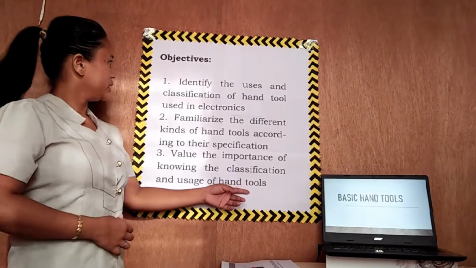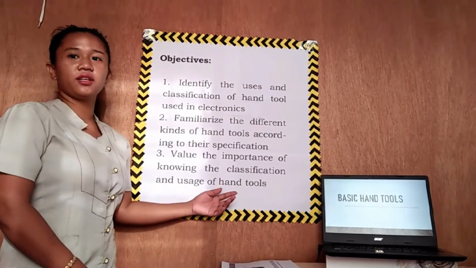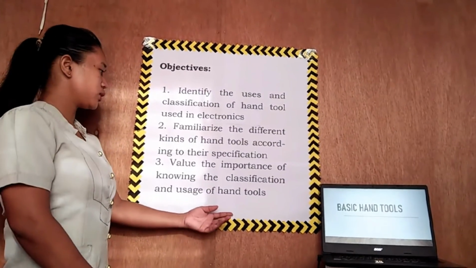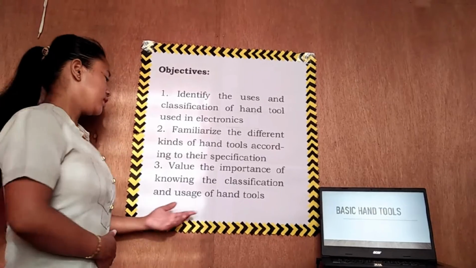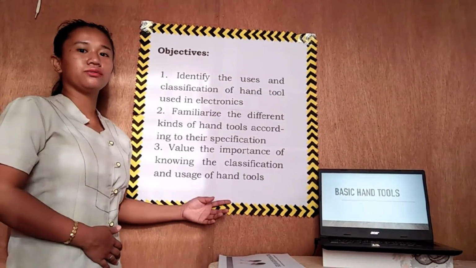And this is our objectives. 1. Identify the uses and classification of hand tools used in electronics. 2. Familiarize the different kinds of hand tools according to their specification. 3. Value the importance of knowing the classification and usage of each hand tool.